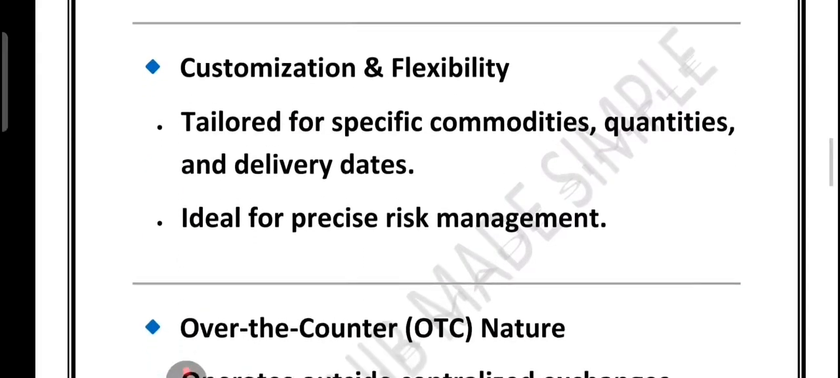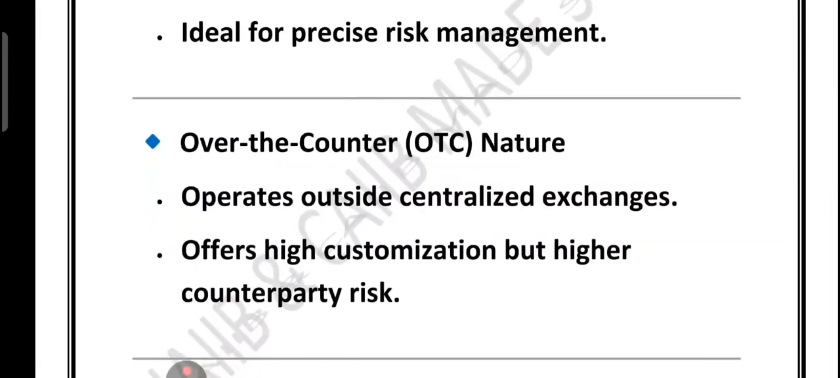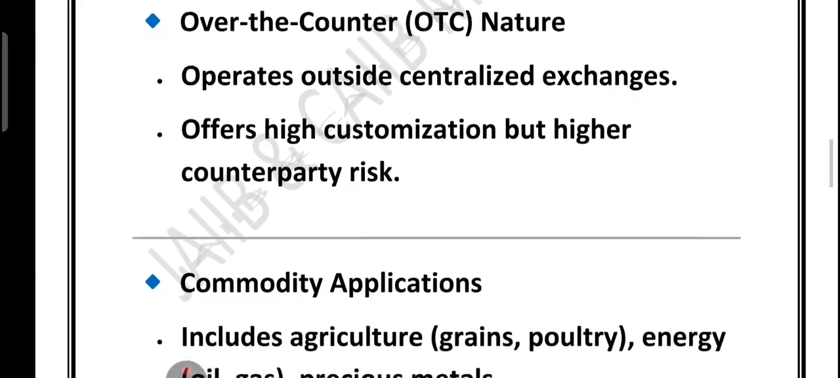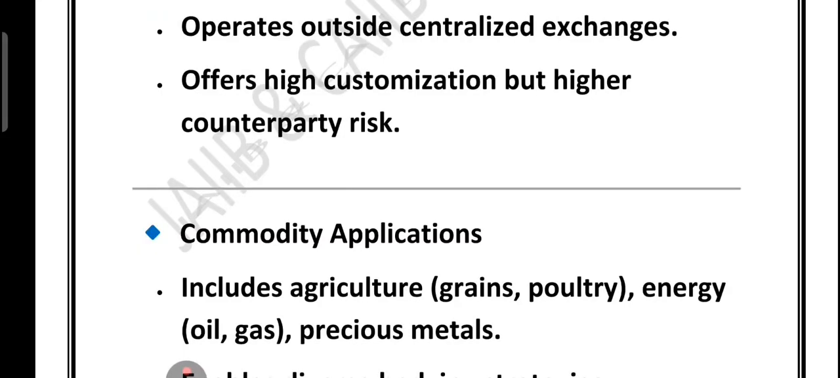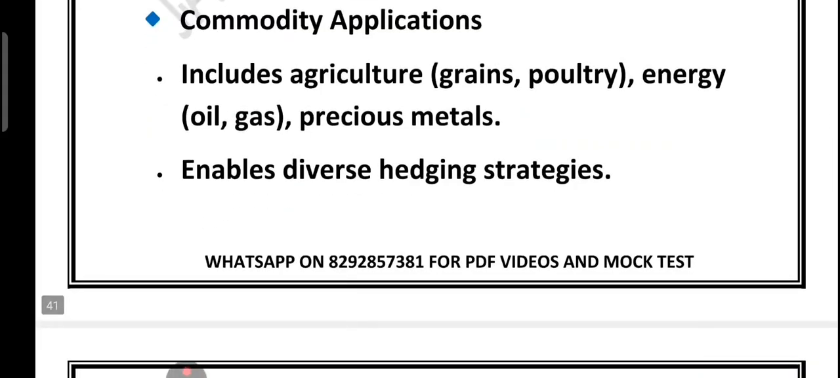Now this is tailored for specific commodities. Over-the-counter nature means it operates outside the centralized exchange, right? That is the meaning of OTC nature. It offers high customization, but higher counterparty risk is obviously there. What is the meaning of counterparty risk? Counterparty risk arises when, suppose, one party defaults and does not comply with the obligation. In that case a risk is there, and that risk is called counterparty risk. It includes agriculture, energy, precious metals, all things are included under the forward contract.